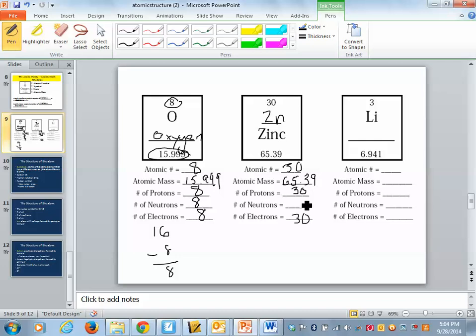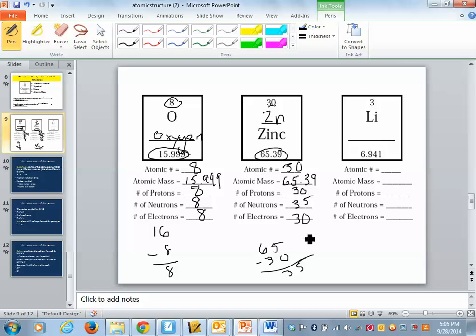The atomic mass is 65.39. It's a decimal. But we have to round our atomic mass to the nearest whole number. In this case, it would be 65. To get our neutrons, again, we take our rounded atomic mass minus our atomic number. So it's 65 minus 30, and that gives us 35 neutrons.